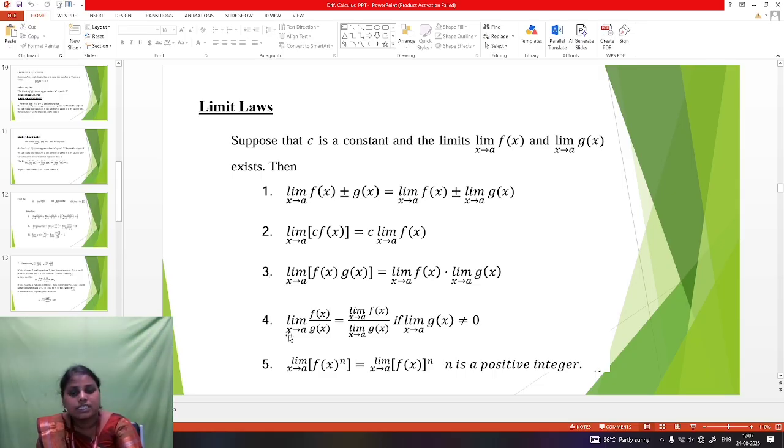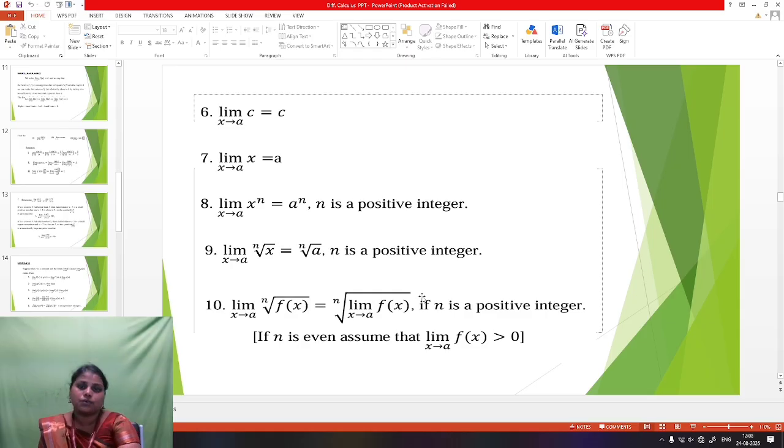Fourth law, the divide concept. First one plus or minus, second one constant value, third one multiply, fourth one divide. The limit of f of x divided by g of x equals the limit as x tends to a of f of x divided by the limit as x tends to a of g of x. The denominator, the limit as x tends to a of g of x, must not equal 0. Fifth one, the limit as x tends to a of f of x, to the power n, equals the limit of f of x to the whole power n, where n is a positive number.